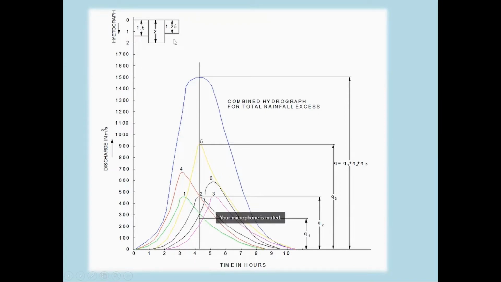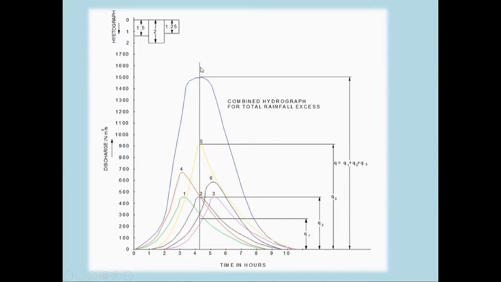Now curve number 3. Curve number 3 is 1.25. So the third one will also increase by 1.25 times. So this is the 6th curve, which is in the black color. The base will remain the same.